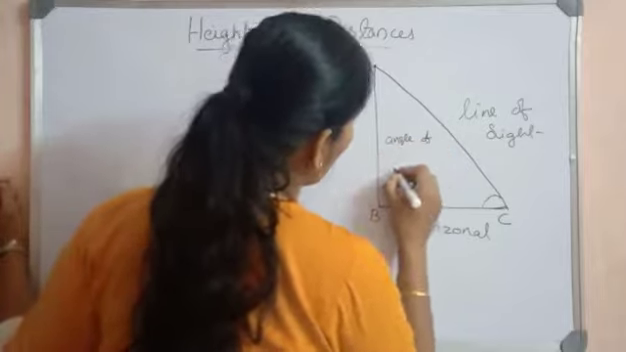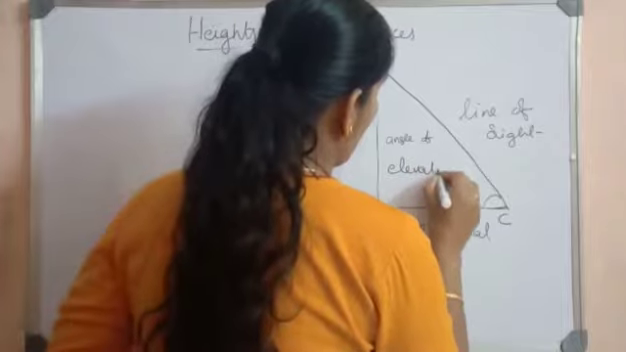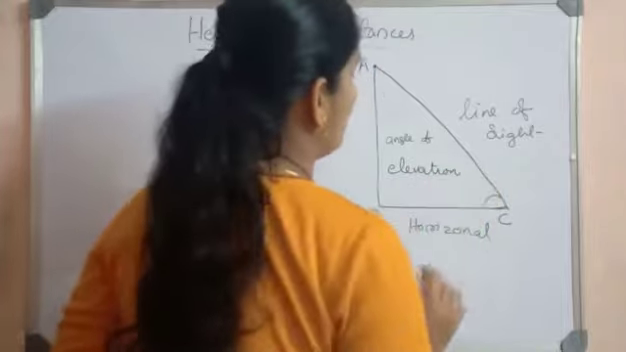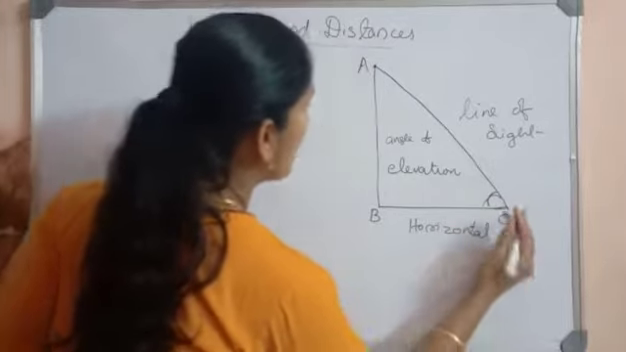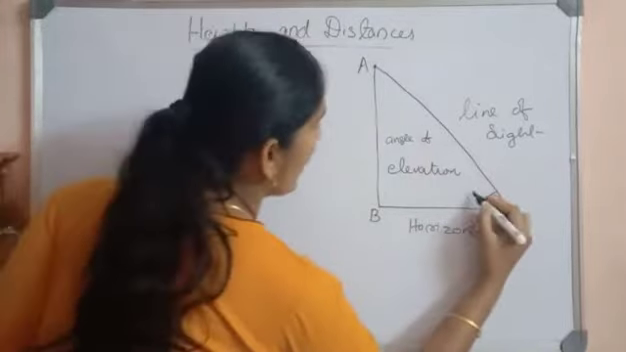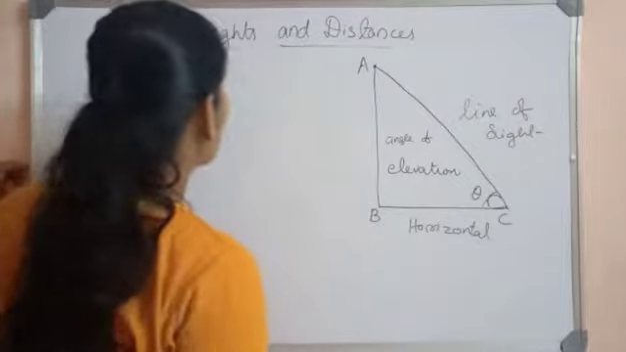Angle of elevation. So this is the angle of elevation, the angle between the horizontal and the line of sight. That is the angle of elevation. We can represent it by using theta.